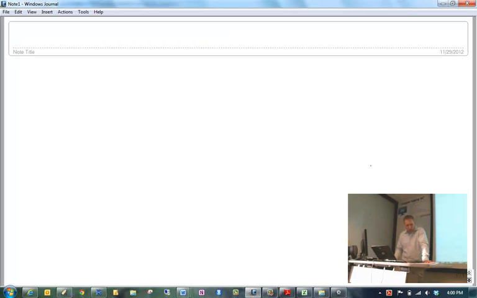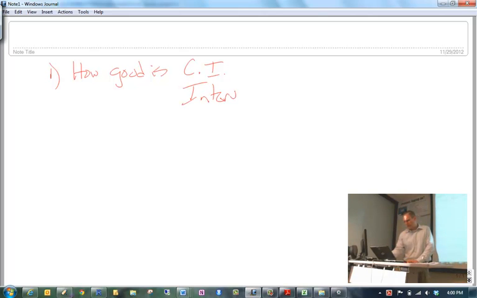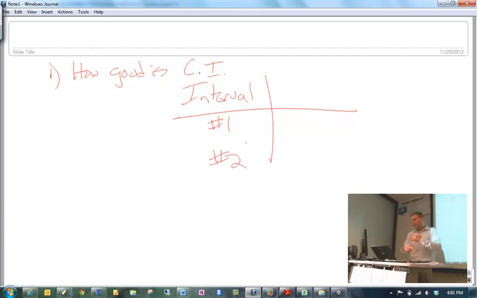The first thing was, how do we measure how good a confidence interval is? And number one concern is the true confidence level. Now let's say that you had two different intervals, number 1 and number 2. So maybe a BCA interval, maybe a basic interval.